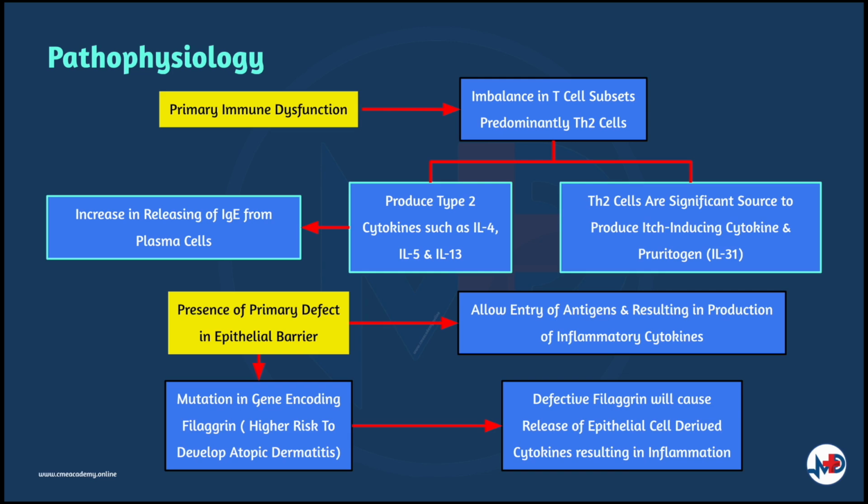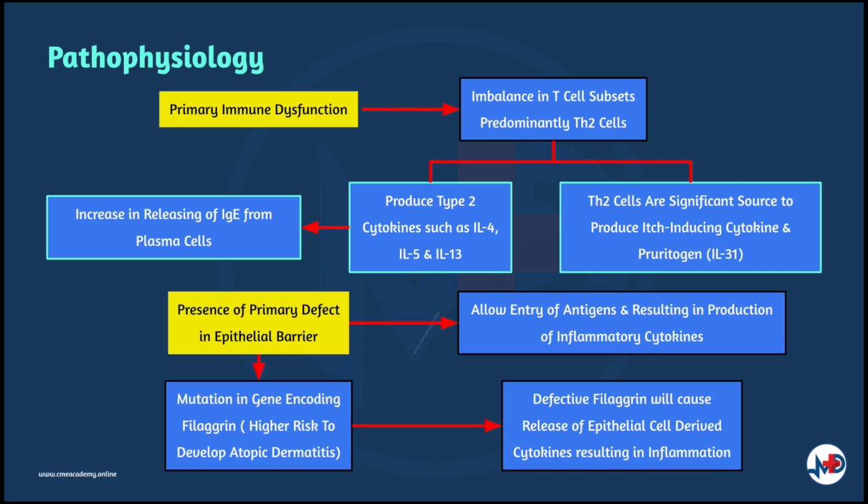The first hypothesis is regarding primary immune dysfunction, where there is imbalance in the T cell subsets, with T helper 2 cells predominating the system. This results in the production of type 2 cytokines such as interleukin 4, interleukin 5, and interleukin 13. As a result, there is an increase in IgE released from the plasma cells. T helper 2 cells are known to be significant sources of the itch-inducing cytokine and pruritogen interleukin 31.